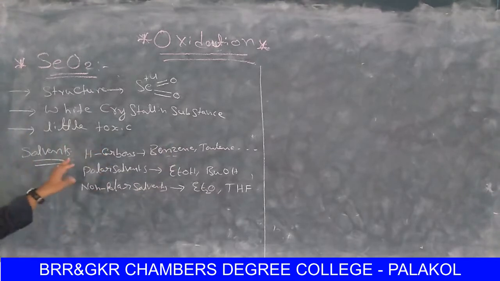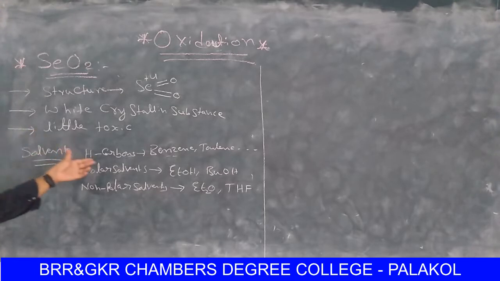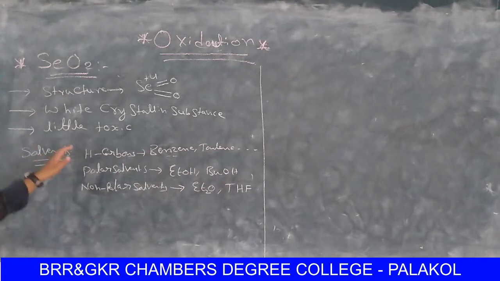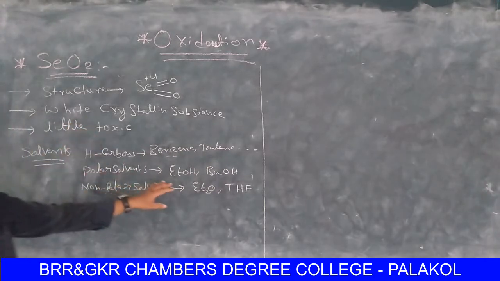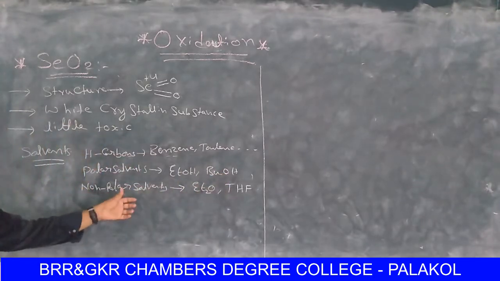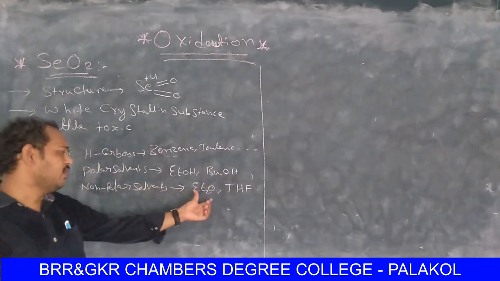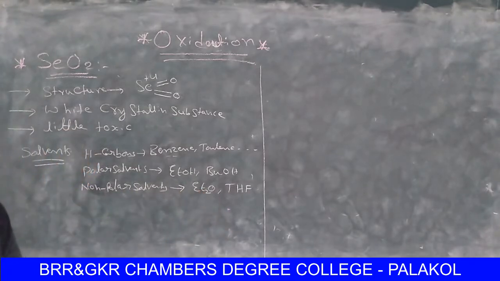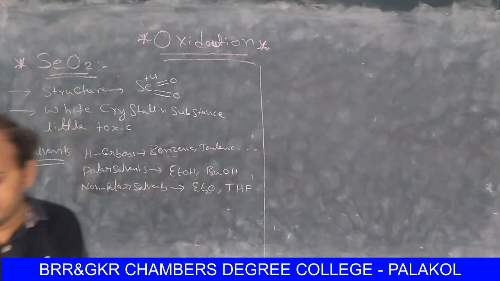And what are the solvents? Hydrocarbons we can use. We can dissolve SeO2 in benzene or toluene. We can also dissolve SeO2 in polar solvents like ethanol and butanol, and sometimes non-polar solvents like diethyl ether. All these are proper solvents for dissolving SeO2.